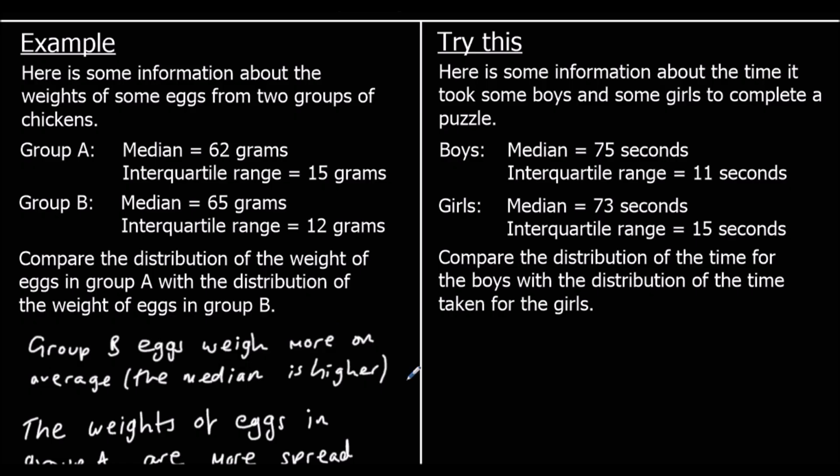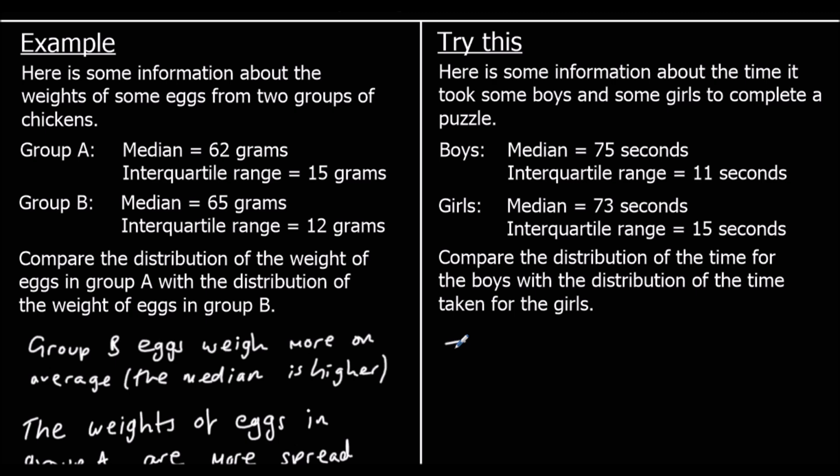Okay, one of these for you to try. So pause the video and give it a go. We have information about the time it took some boys and some girls to complete a puzzle. We've got the median and interquartile range for both, and we need to compare the distributions. So let's make a comment about the average. The girls were quicker on average. You could also say the boys took longer.